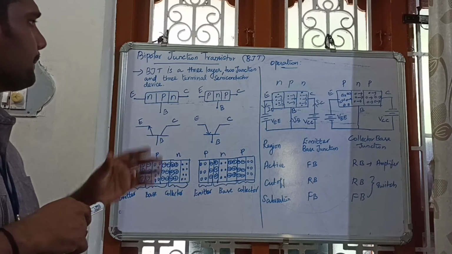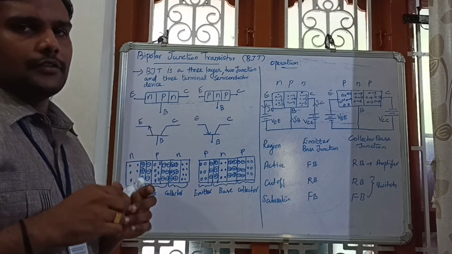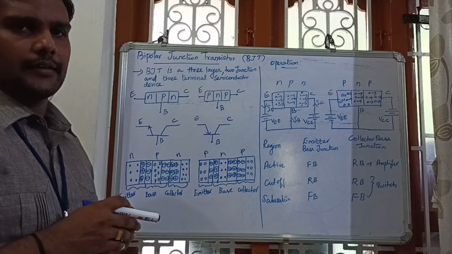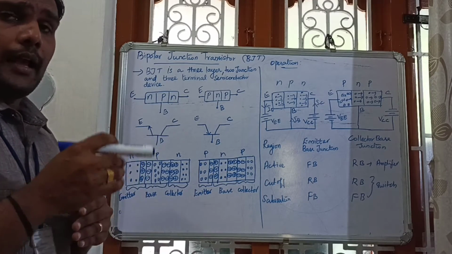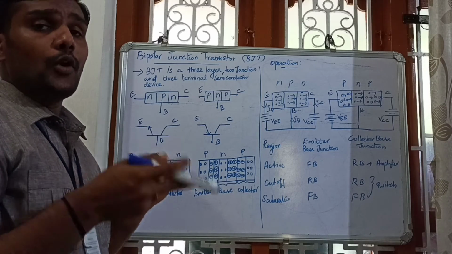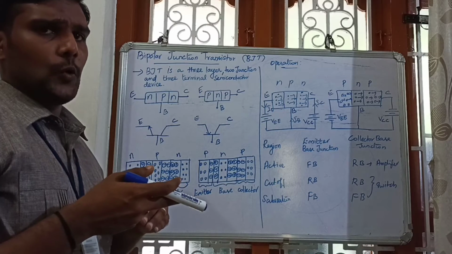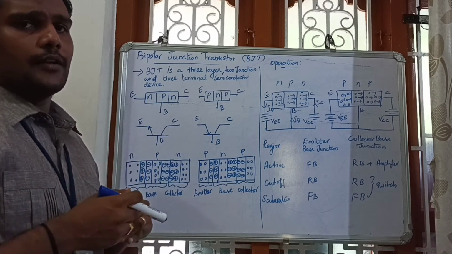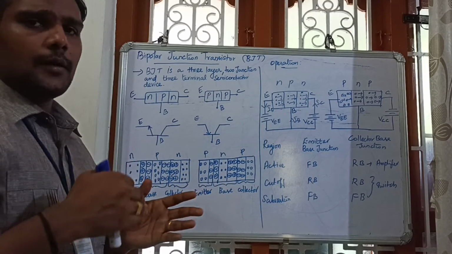This bipolar junction transistor is a current control device because the output parameters can be controlled by the input current, the input base current. That's why it is called a current control device. And it is a bipolar device because the current conduction is due to positive charge carriers, that is holes, as well as negative charge carriers, that is electrons. Due to holes and electrons, the conduction is taking place. That's why it is a bipolar device.